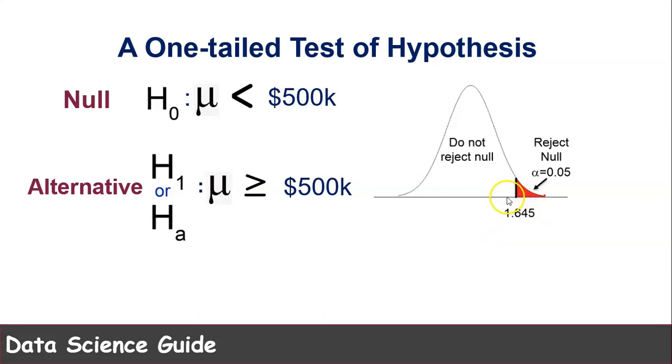If we find the value of Z greater than this value, or in this red part, we reject the null hypothesis. But if the value that we found is less than this value, 1.645, we do not reject the null hypothesis. In other words, when the value is located in this part, that means we accept the alternative hypothesis.